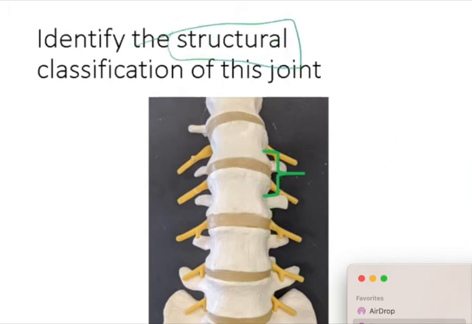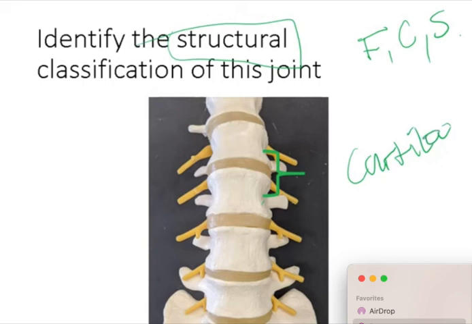Now this is asking us for the structural classification of the joint. So remember, the structural classification of the joint is fibrous, cartilaginous, and synovial. You should know that as well. So this joint here is going to be a cartilaginous joint. So not a lot of space between the bones, and they typically have this thick cartilage pad in between them.